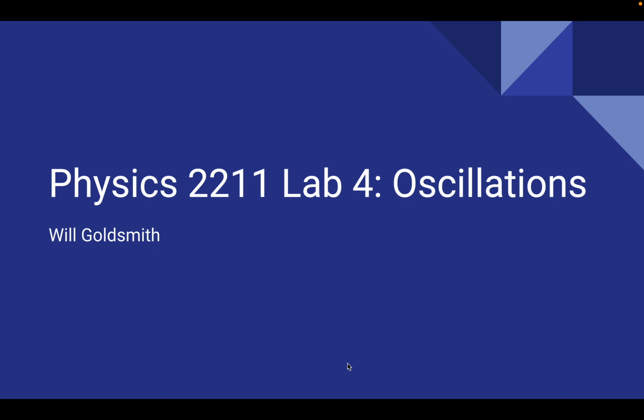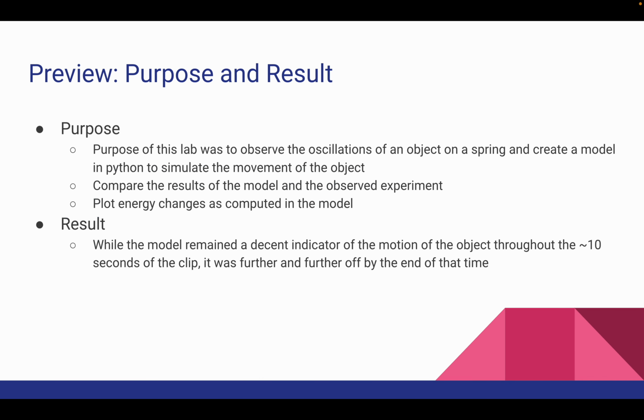Physics 2211, Lab 4 on oscillations. The purpose of the lab was to observe the oscillations of an object on a spring and create a model in Python to simulate the movement of the object, compare the results of the model to the observed experiment, and then plot energy changes as computed by the model in a graph. The result was that while the model remained a decent indicator of the motion of the object throughout the approximately 10 seconds of the clip, it was further and further off by the end of that time.